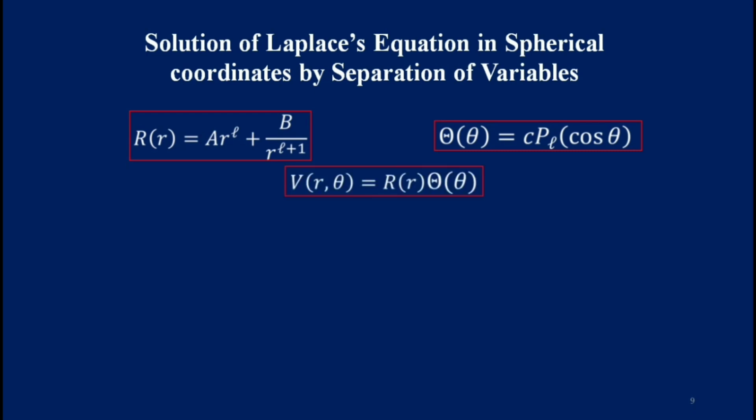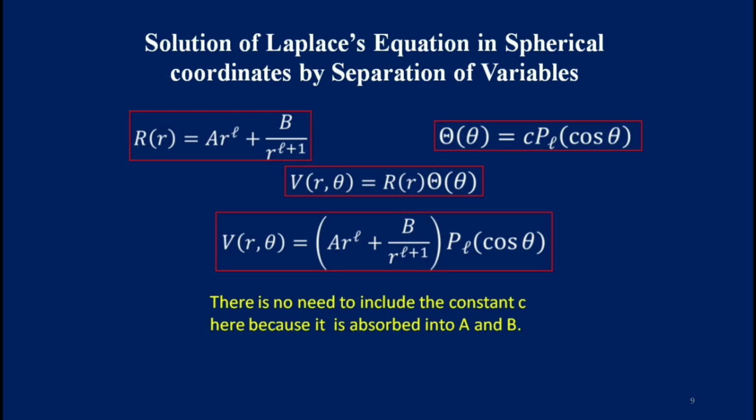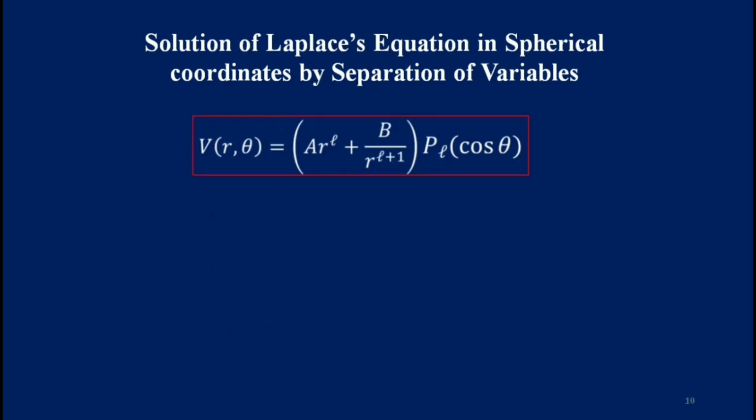We defined before that V of r, theta equals capital R multiplied by capital Theta. So we just put the solutions here. V of r, theta equals A r to the power L plus B upon r to the power L plus 1, times PL cos theta. You can see where C is. Capital Theta equals C PL cos theta, right? If we multiply it as C into A and C into B, this will be a constant, so we don't much care about that. There is no need to include the constant C here because it is absorbed into A and B. So this is the required solution.